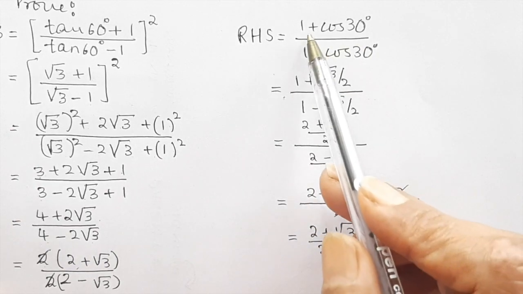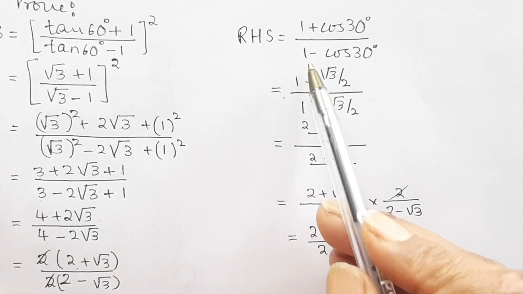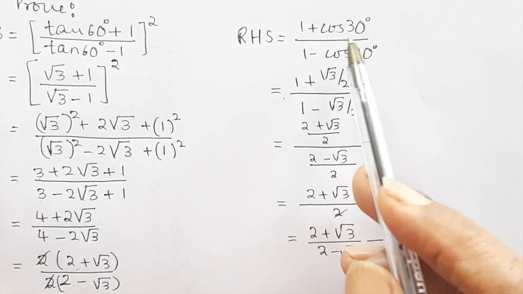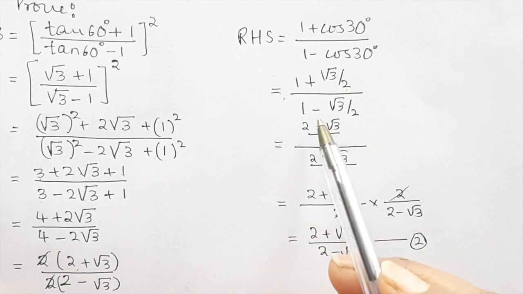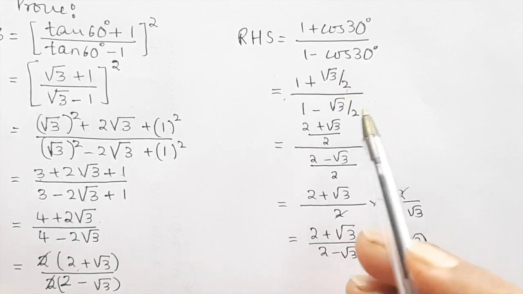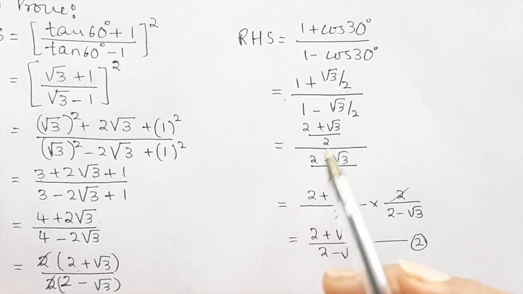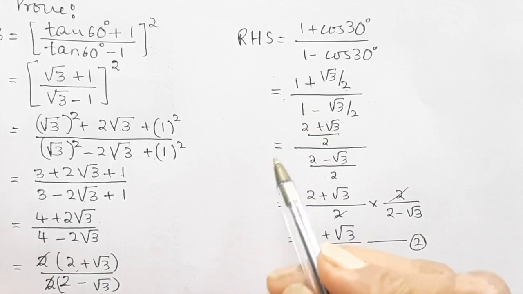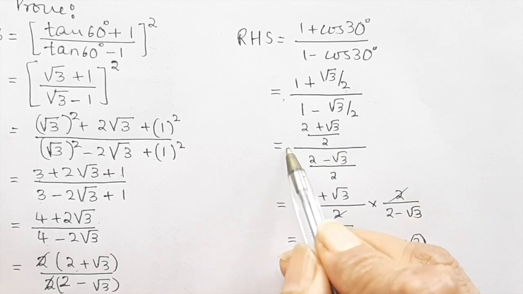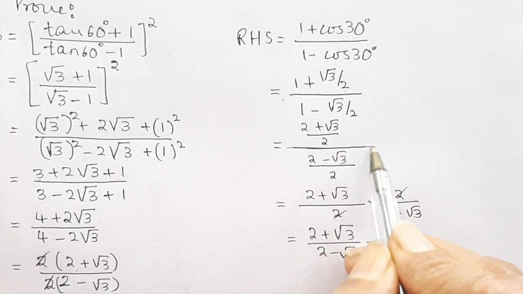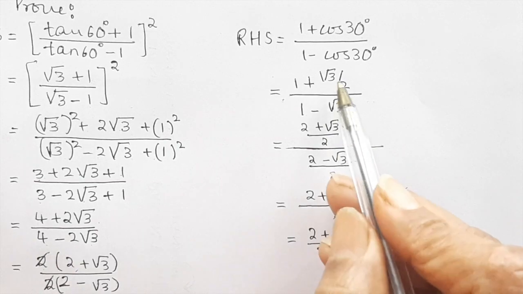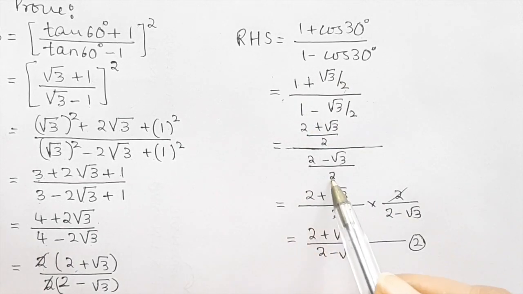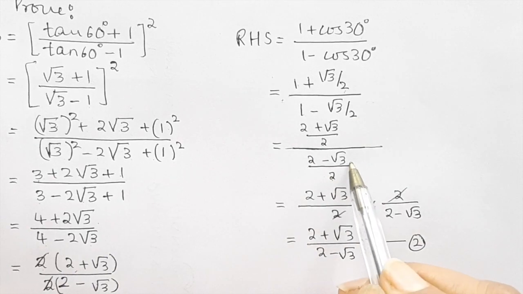So RHS is 1 plus cos 30 degrees upon 1 minus cos 30 degrees. So it becomes 1 plus cos 30 degrees is root 3 upon 2. 1 minus cos 30 becomes root 3 upon 2 here. Now here we will take LCM in the numerator and the denominator. Can you see that? So we write equal to sign and then we write this big numerator denominator line, and then we'll take LCM here 2. So 2 plus root 3, and here it becomes 2, and here it becomes 2 minus root 3.